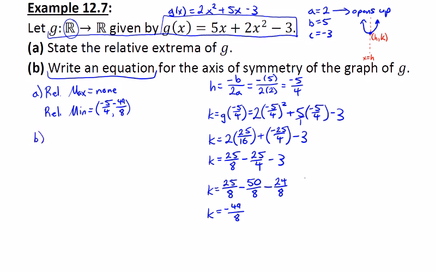So specifically for this equation, we would say the axis of symmetry is x equals -5/4.